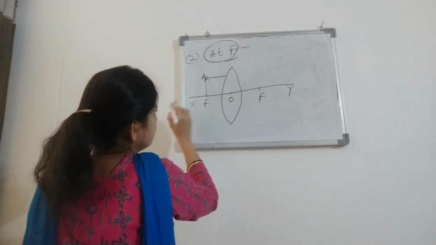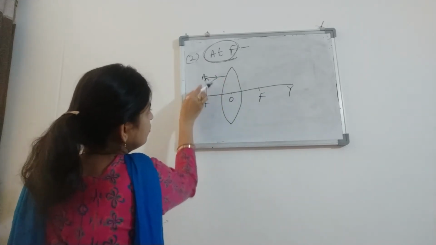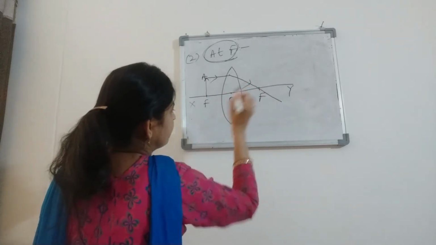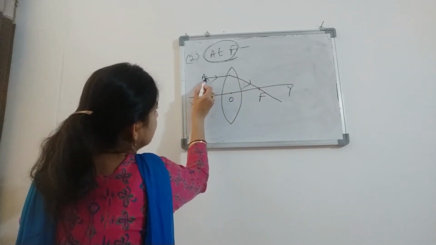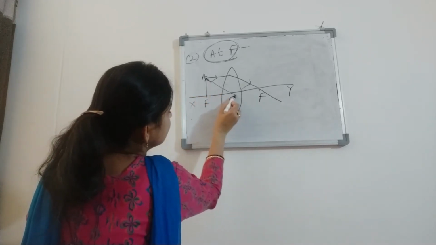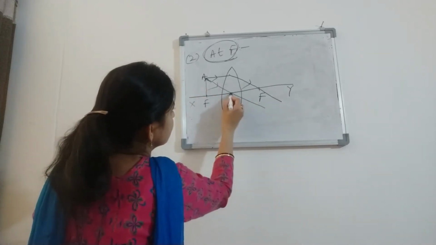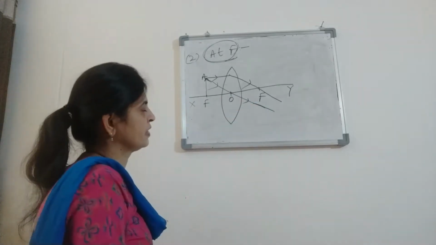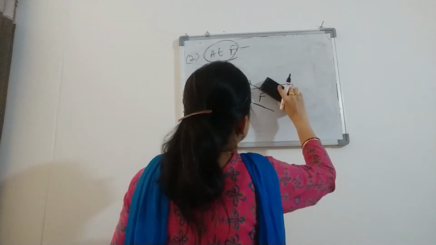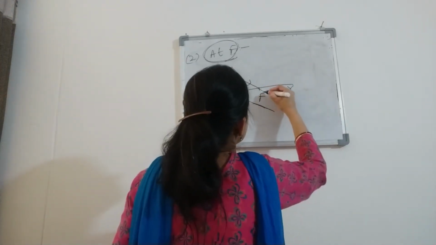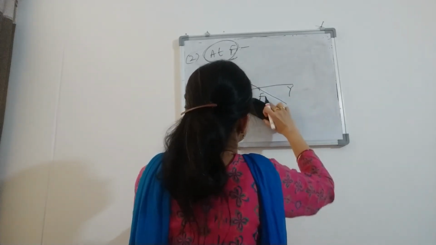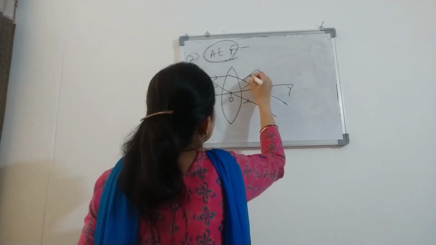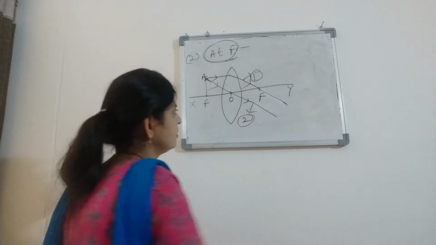I am applying here the first rule. If the incident ray is parallel to the principal axis, then it will refract through the point F. And the second one, if the incident ray is passing through the optical center, which is your O, then it will be undeviated. Now mark two refracted rays. This is your first and this is your second refracted ray.